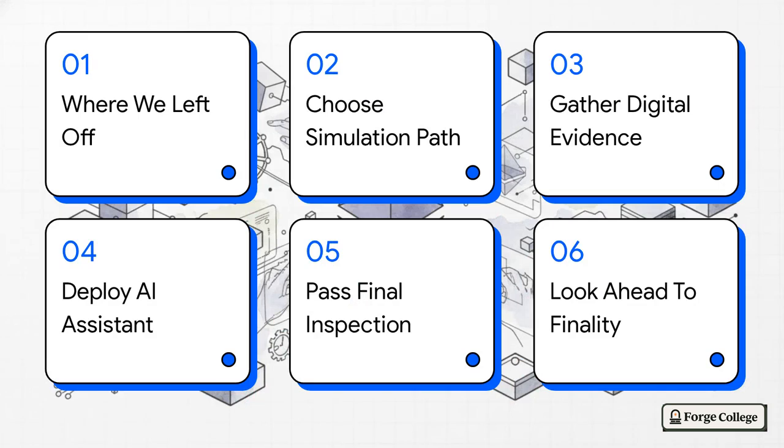Here is our agenda for the day. We'll start with number 1, where we left off. Then 2, choose your simulation path. 3, gathering digital evidence. 4, deploying the AI assistant. 5, passing final inspection. And 6, looking ahead to finality.